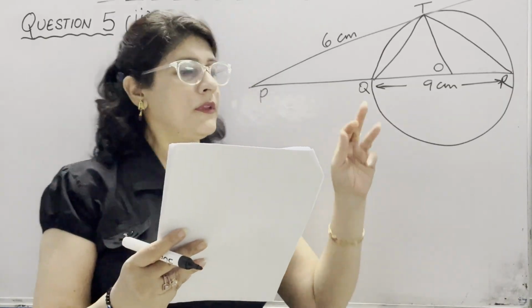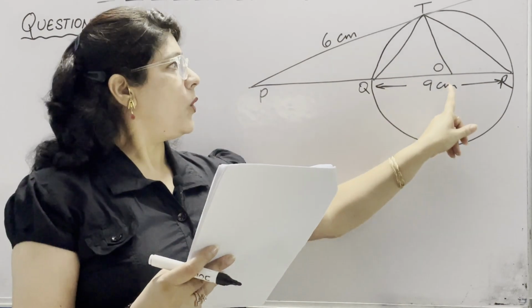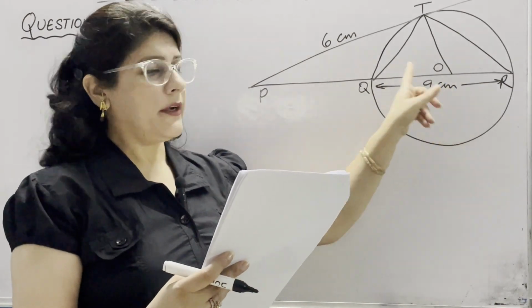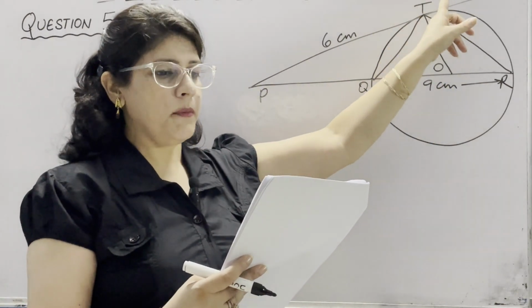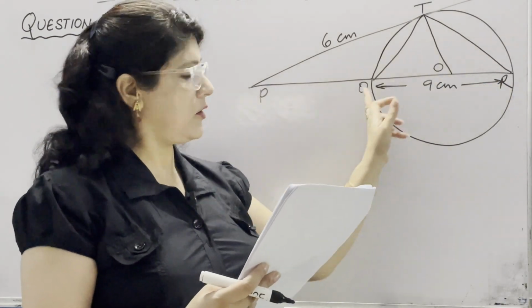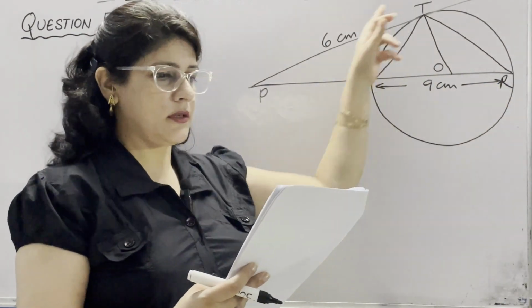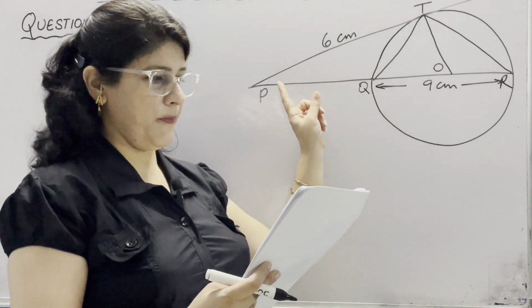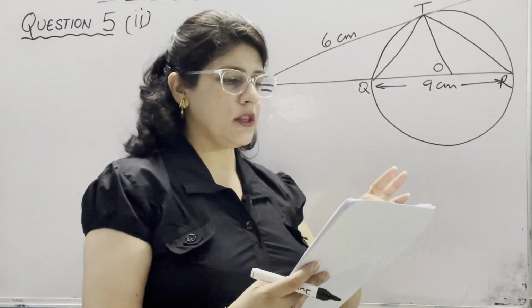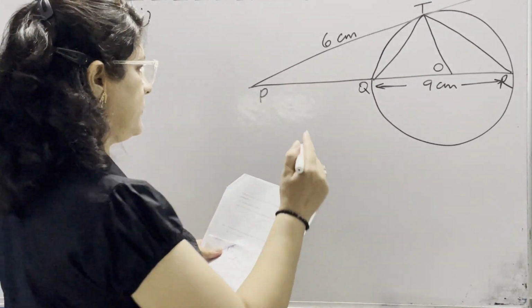In part 2, this is the given figure. O is the center of the circle. Tangent PT meets the diameter RQ. This is the diameter, this is the tangent produced at P. Now prove that these two triangles are similar.